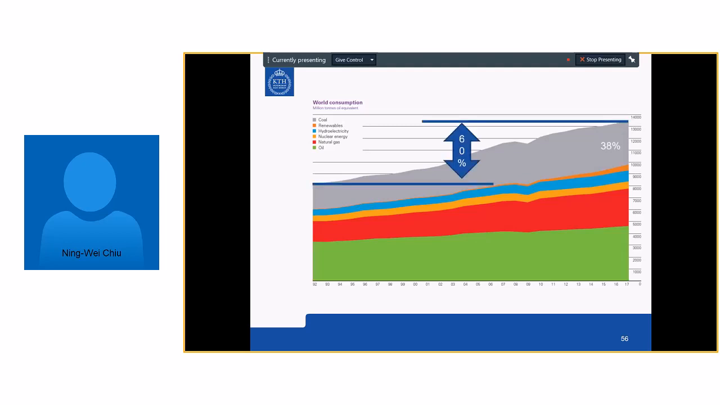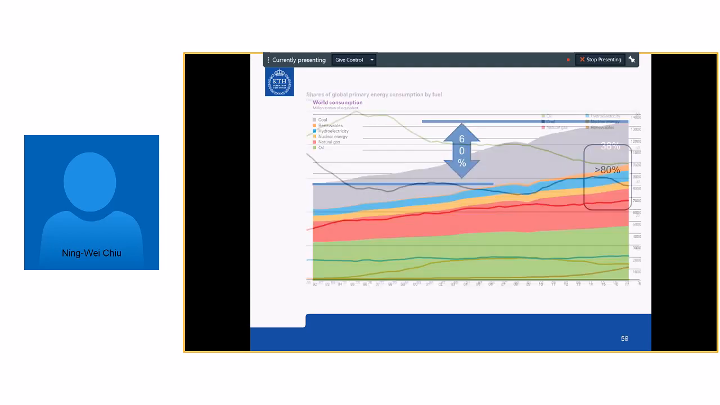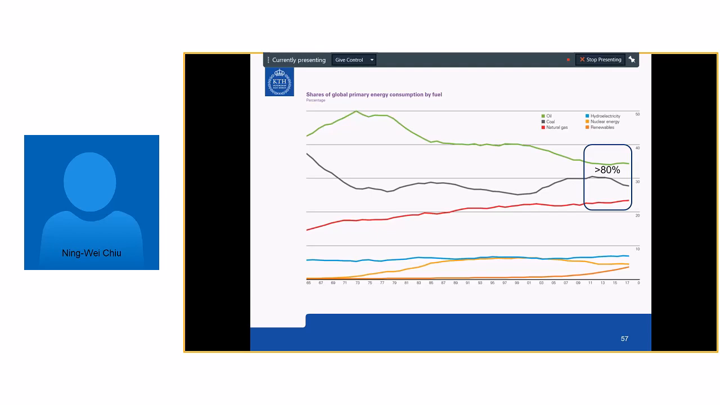Earlier we saw that fossil fuel is roughly 80%, and the rest 20% is renewable. And then we see that the total energy demand increased by 60% over the last 30 years or so. Before, coal was roughly 40%, and now we're still at 40%. So we have the same percentage for coal use. Not much has changed, actually. Again, 80% fossil fuel based.